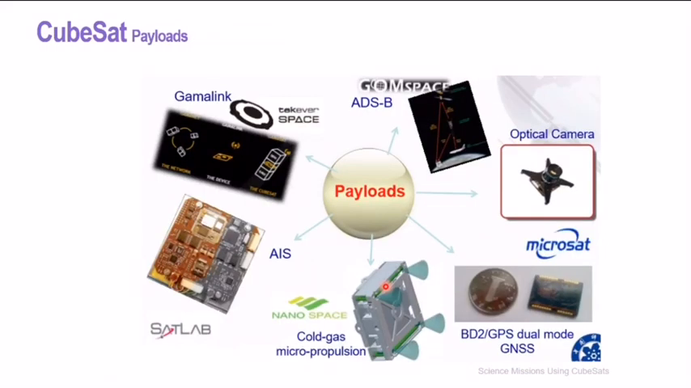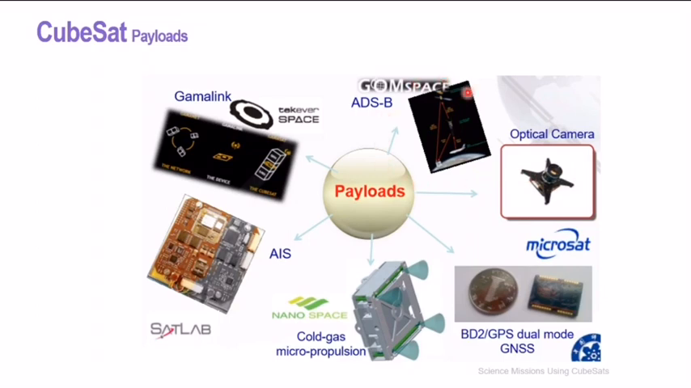Payload, as I told you, performs the intended mission that you need to perform. These are some of the payloads that I have just mentioned here. For example, the payload can be an optical camera to capture images of the Earth. You can also capture images of the horizon, for example. If you want to capture images of stars, then it becomes a telescope. So there might be multiple types of payloads with a satellite.